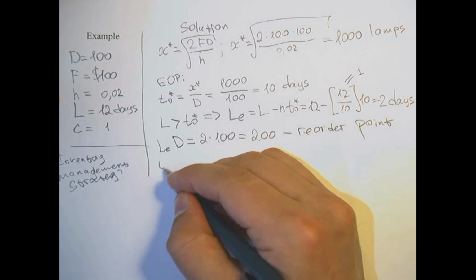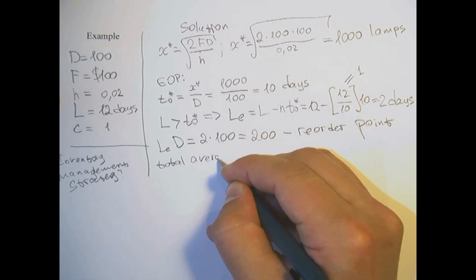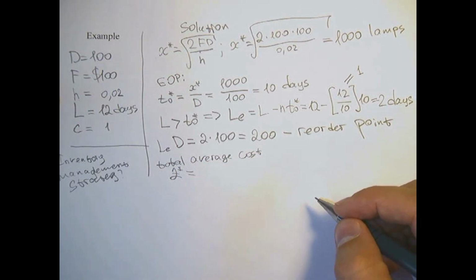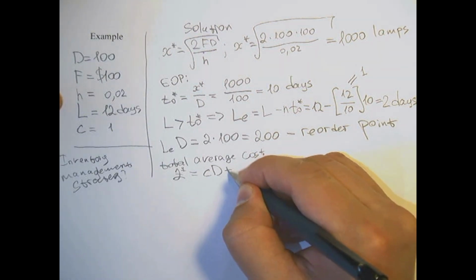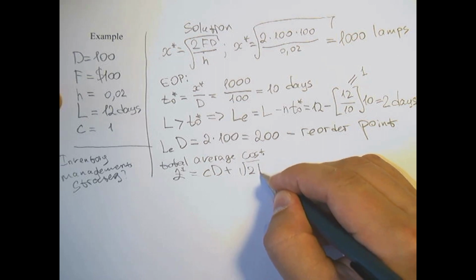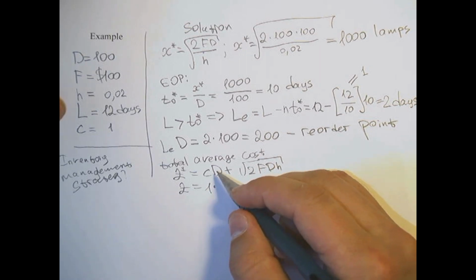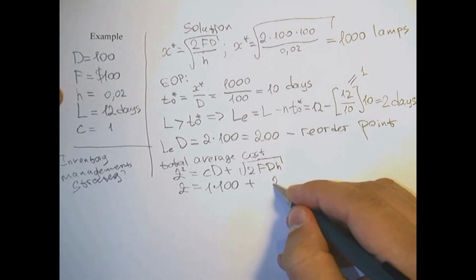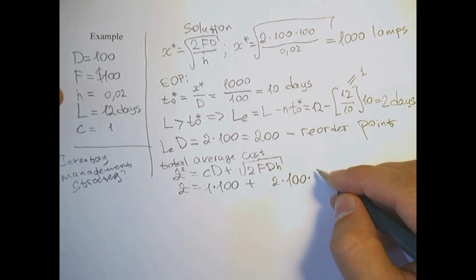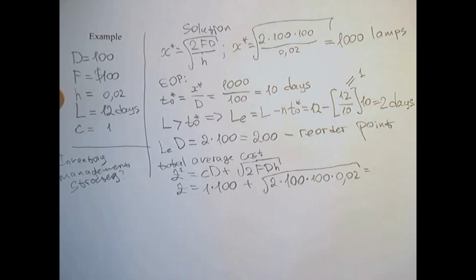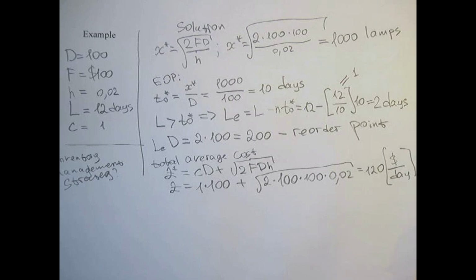And total average cost could be found as follows. So of course we consider optimal total average cost by the formula C times D plus the square root of 2FDH, and we consider C is $1 times D, it is $100, plus the square root of 2 times F, 100, times D, 100, times H, 0.02. And the result is $120 per day, because once again we consider days as a time period.